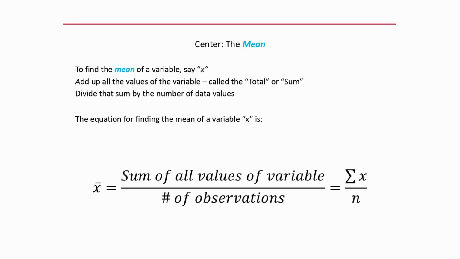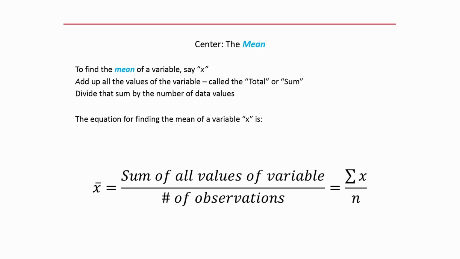The next letter in SOX is C, and that stands for center. That is, where does most of your data lie? Now, there are a lot of ways that we measure this. Some of them you've already heard of before, but the most common one that we'll use in this class is called the mean.